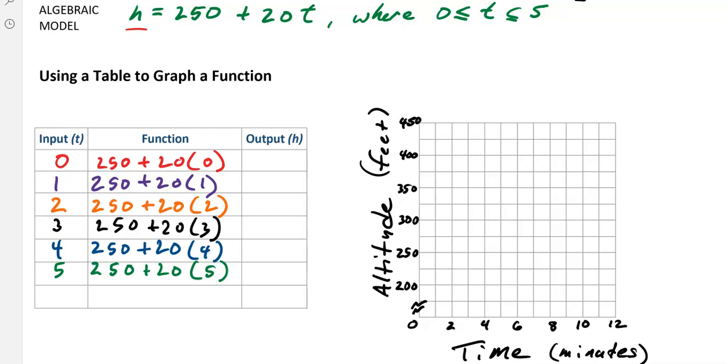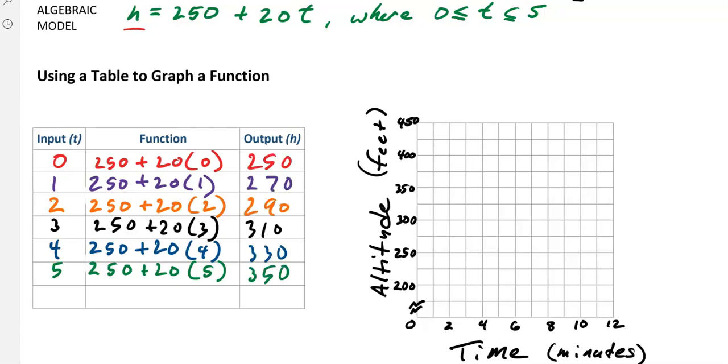So here's our table. I've already put part of it in here. So if we look, here are our inputs, the number of minutes. Here's our function, 250 plus 20 multiplied by the number of minutes. I'm going to fill in the outputs, and you can see how the outputs changed with every increase in minutes. 1 minute, 2 minutes, 3 minutes, 4 minutes, 5 minutes. This is where our final altitude is. Now we can take this information and put it into our graph, and I'm going to do that right now.